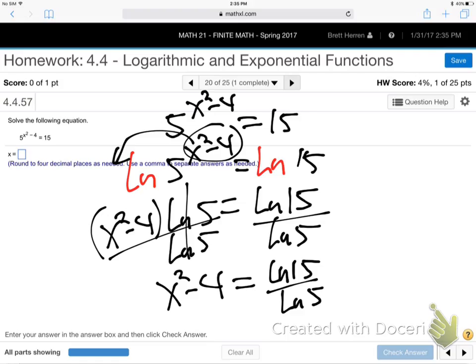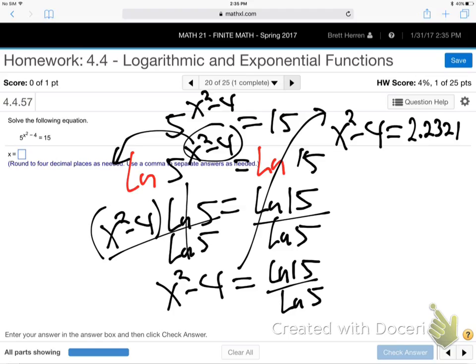So x squared minus 4 is 2.2321. Okay. Now, they want 4 places, don't they? What that means is, if they want 4 places in the end, you better work with 6 or 7 along the way. Because when you're rounding partway through a problem, you need more accuracy than you want in the end, because it will affect things. So I better get a couple more. 2.232165.